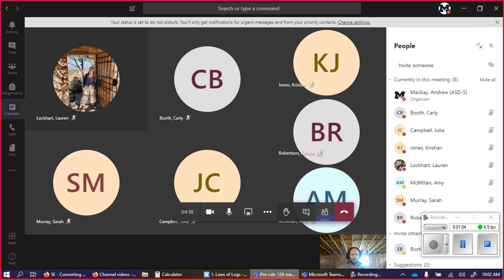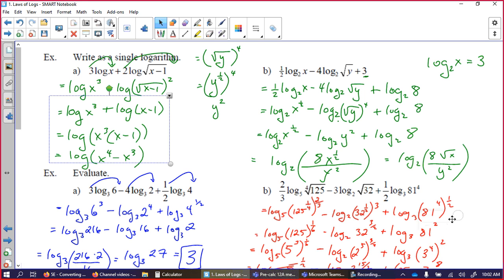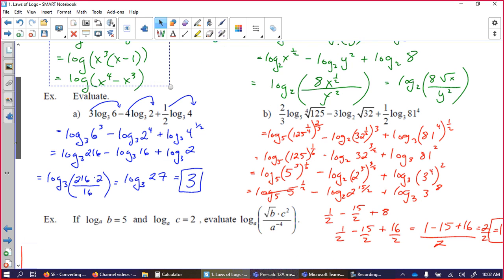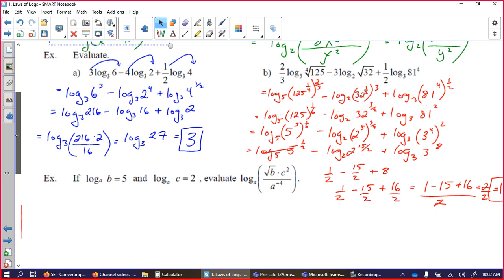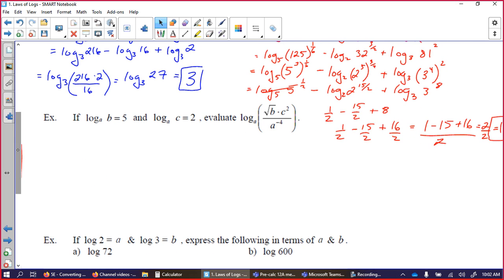Oh, Amy is here. We did this evaluate. This one I noticed after. Well, 125, I can write that as 5 to the power of 3. 32 is 2 to the power of... I could have done this step earlier and simplified my exponents. You end up getting the exact same thing.